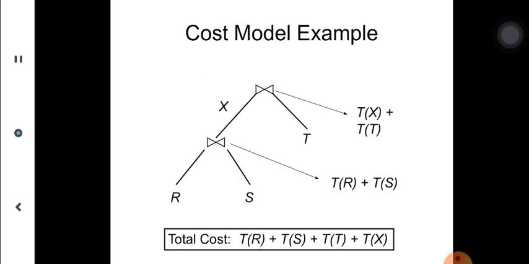Another cost model example you see here: if this is an RA tree, you can understand it as a relational algebra tree, and you have R and S, there is a natural join, so you add it, and finally take another natural join, so you keep adding. Ultimately the total cost is the sum over each relation that you have in the entire relational algebra tree.